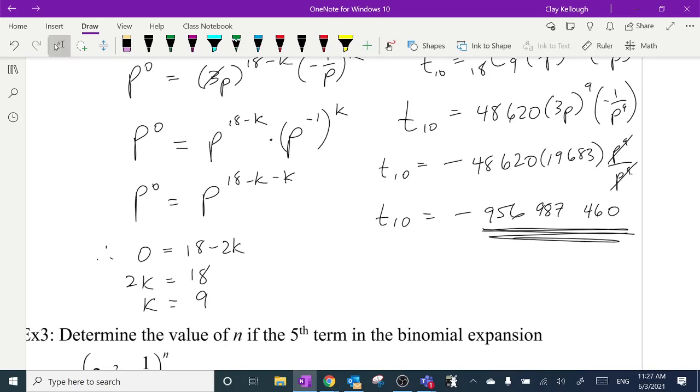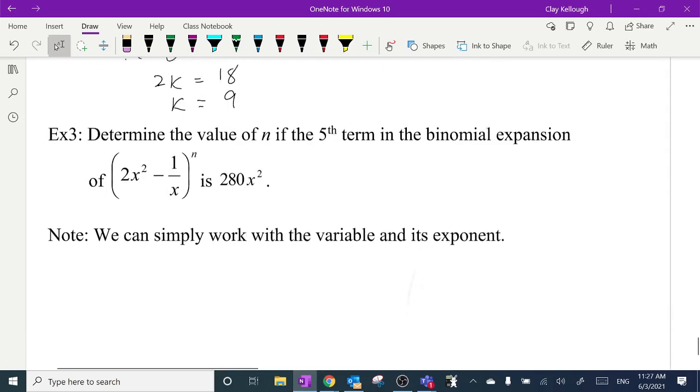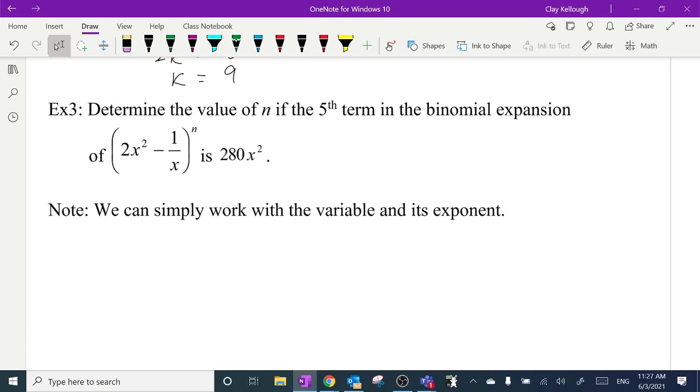And then I think there is only one more example in this lesson, right? Yep. Okay, so this is it. Last example. So determine the value of n if the 5th term is 280x squared. Okay, once again, I'm not going to worry about this 280 right now until I find k. K just involves the exponents on the variables. So let's focus on the variables, right?